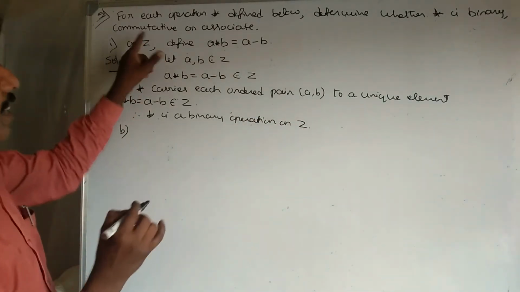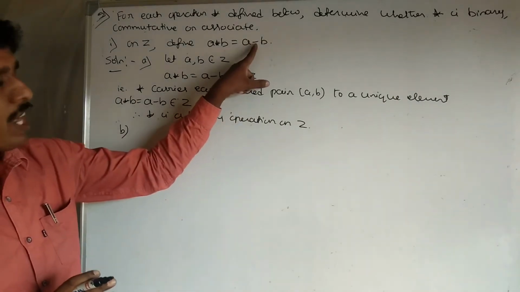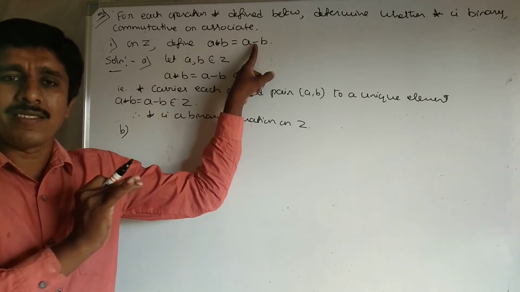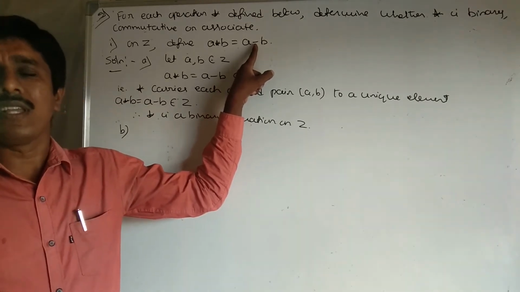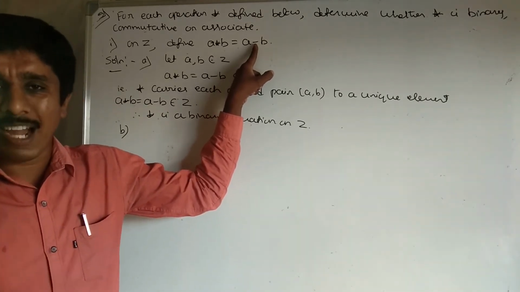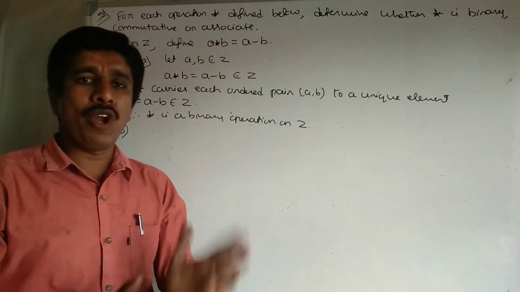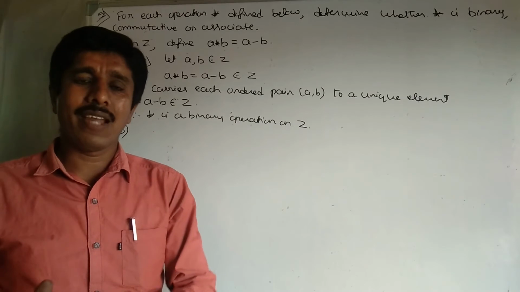Second one, verify whether star is commutative or not. Here the binary operation is subtraction, and we know that subtraction is neither commutative nor associative. I am taking particular elements to prove it is not commutative and not associative.